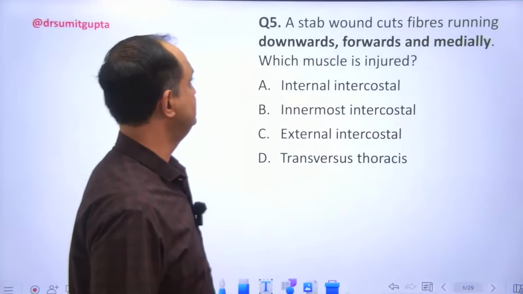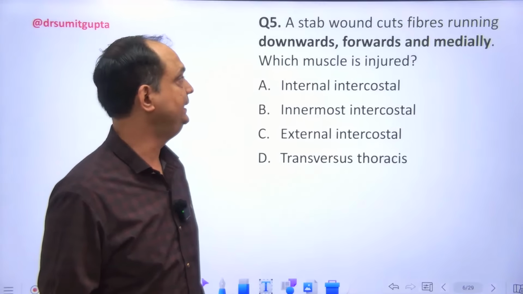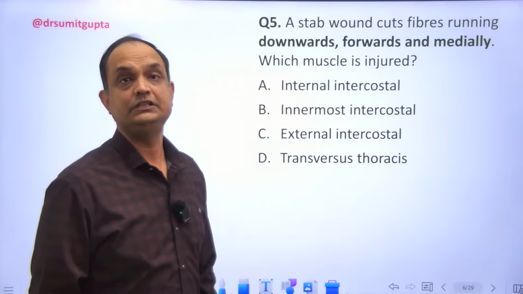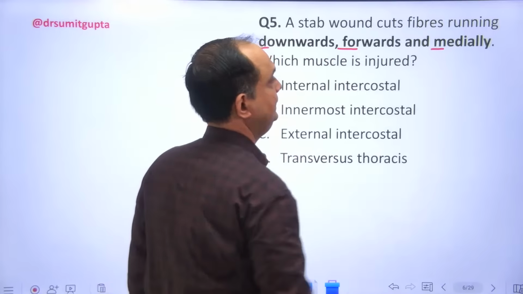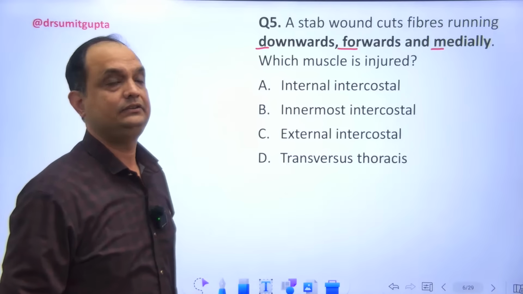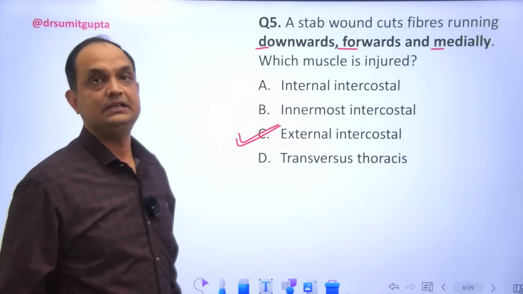Now the next question is, a stab wound cuts fibers running downward, forward and medially. Which muscle is injured in this intercostal space area? So downward, forward and medially, and you know that it is the direction of fibers of the external intercostal muscle. So the answer is C.